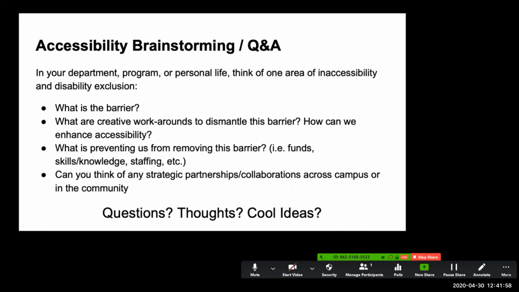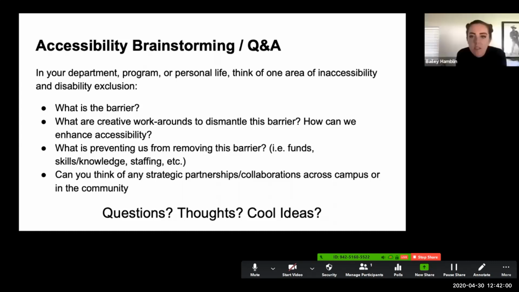Does anybody have any thoughts on the way that the new online format for classes this quarter and summer quarter might pose barriers to students?